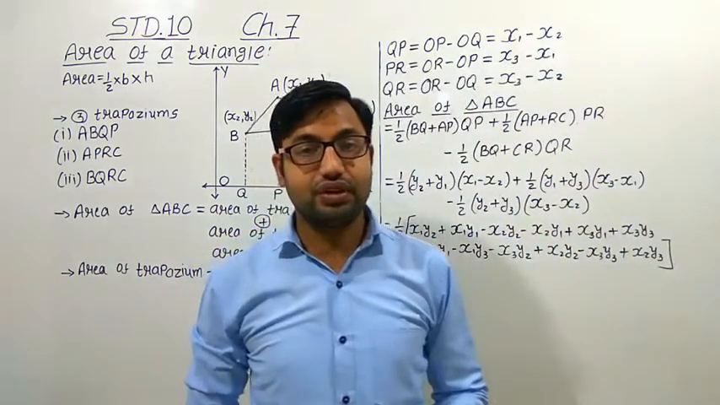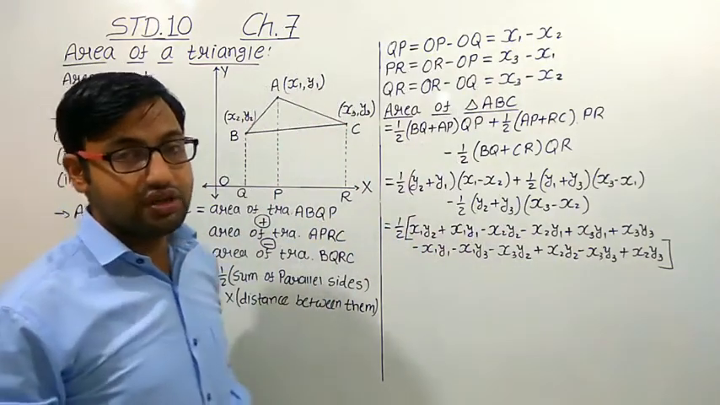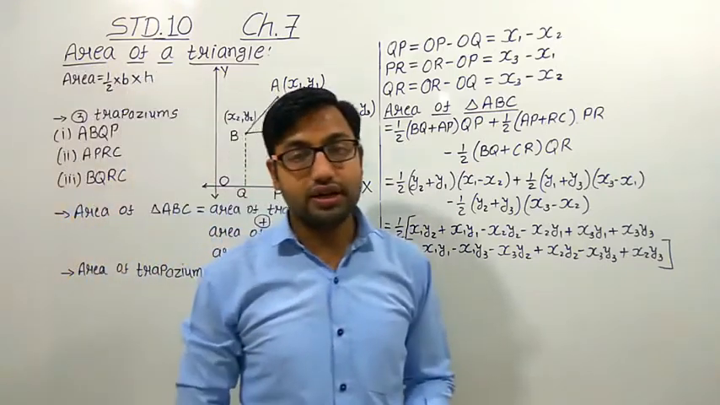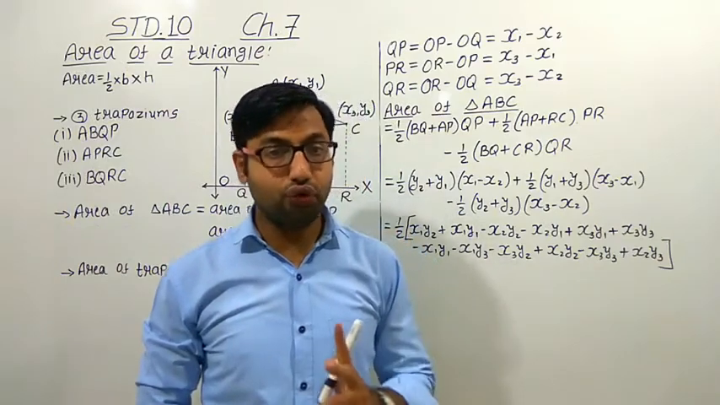Hello students, today we will study about the area of a triangle. This is the topic of standard 10, chapter number 7, coordinate geometry. So in this chapter, till now we have studied two formulas.